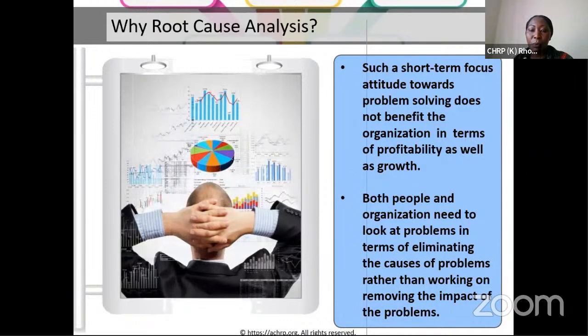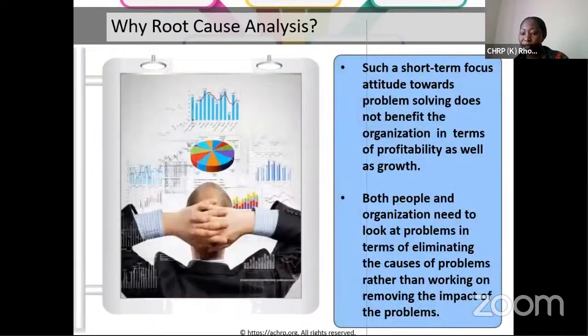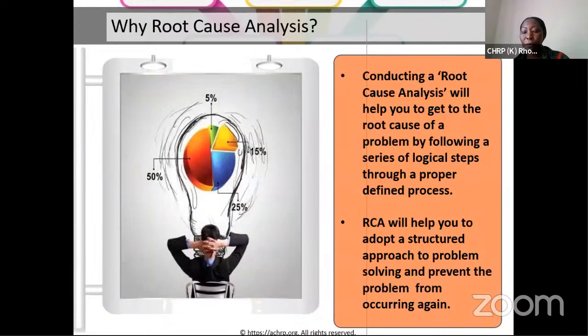And then we are saying, most of us normally concentrate on removing the impact or the effects of the problem rather than the real causes of the problem. And from there, we are saying this can be done by drilling down, digging deep to reach the core of the problem and finding the root cause of the problem. Then you can focus on removing this root, which will serve as a preventive measure to prevent the problem from recurring. So the essence is actually to mitigate or to eliminate that problem from recurring so that we are able to solve it and maybe move to a better productivity.